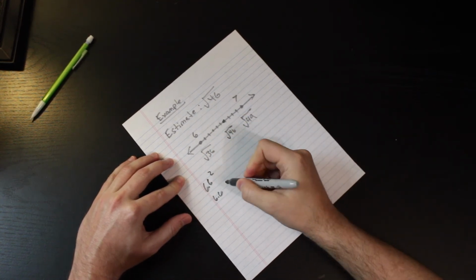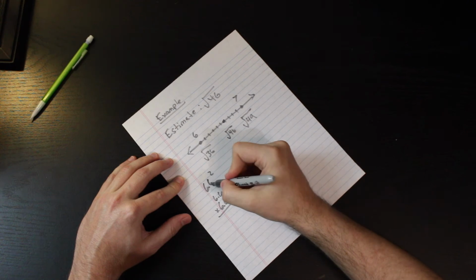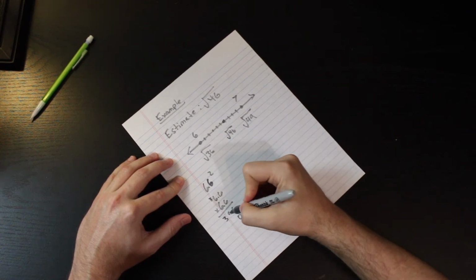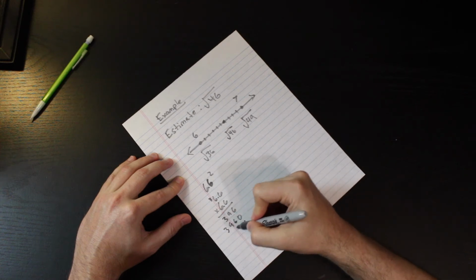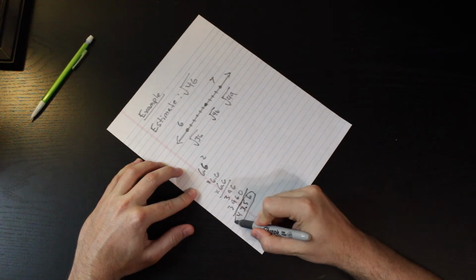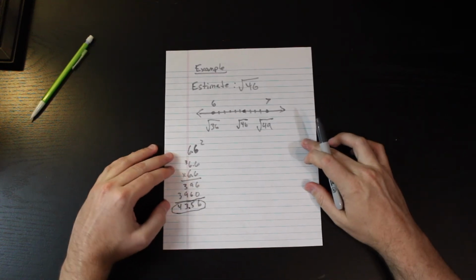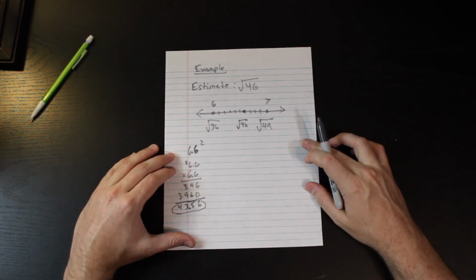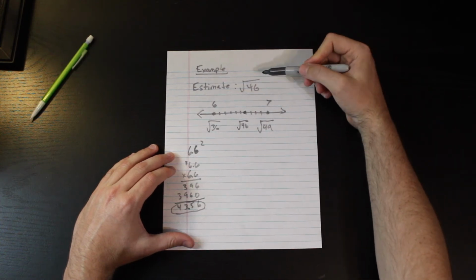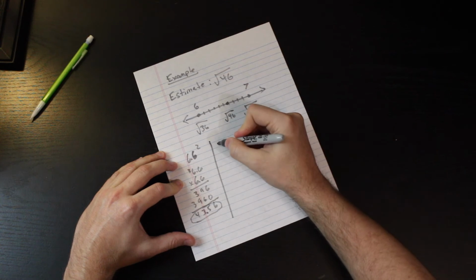So, find the exact value of 6.6 squared. 6.6 squared is 6.6 times 6.6. So our answer is 43.56. That number is less than 46. So let's try 6.7 next.